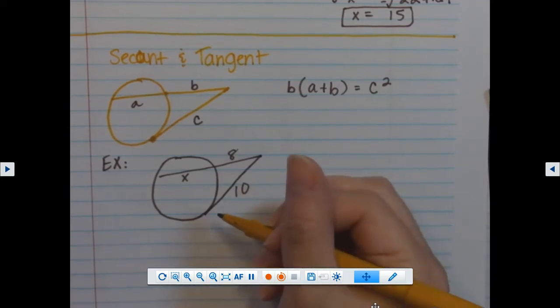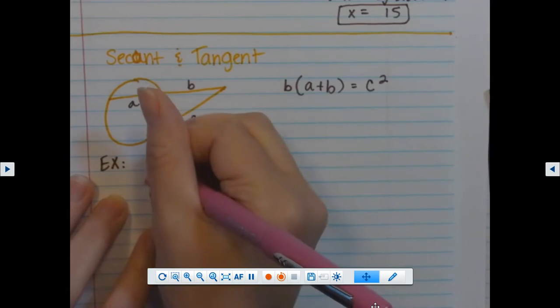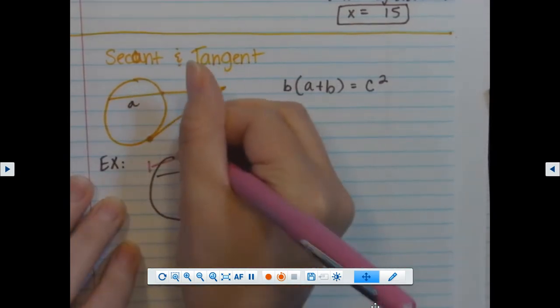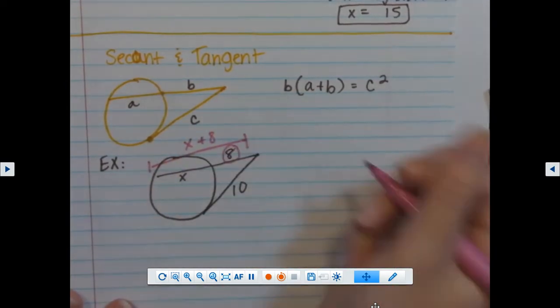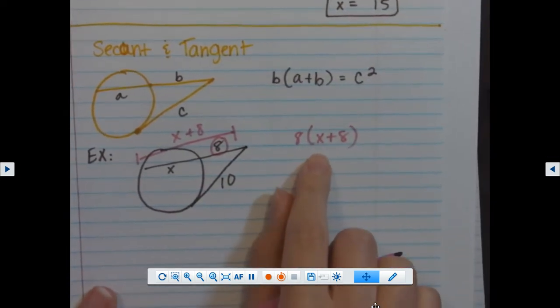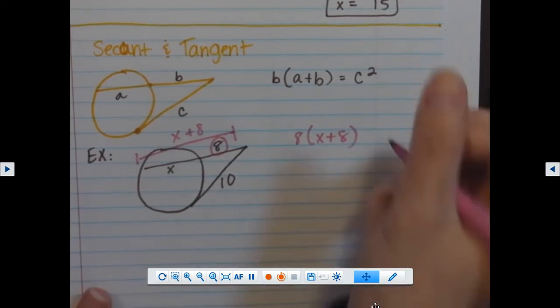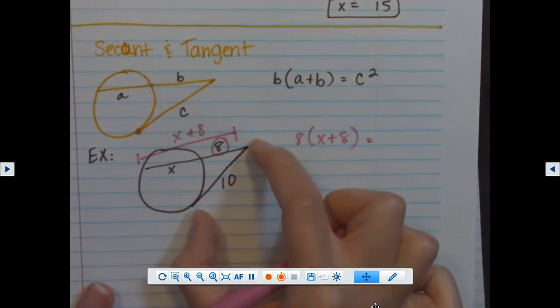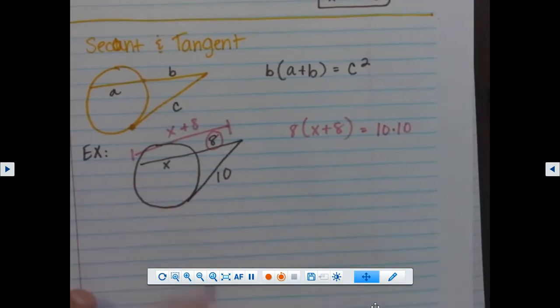Well, I see that my whole thing here is 10, so I'm good there. You would do 10 times 10. And then for this part, my whole thing is x plus 8. So I'm going to have to do 8 times x plus 8. I always try and simplify the inside if I can. I can't in this problem because there's a variable. Equals, and then you would do 10 times 10, because the outside part is the whole thing.